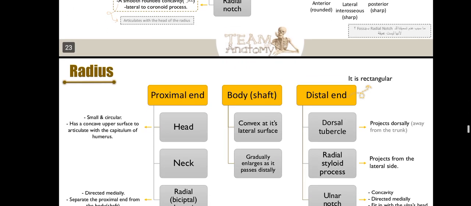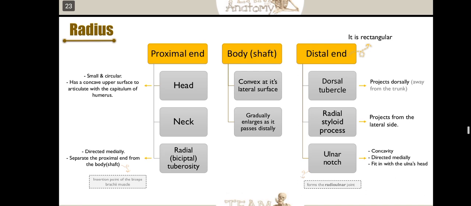Then the radius. Which side is the radius? We told you it's lateral. The radius articulates with which process of the humerus? You should be able to combine your knowledge together. You don't learn so that your knowledge are islands, okay? Combine your knowledge into the United States of America. You know, the United States of America is made up of independent states, okay?